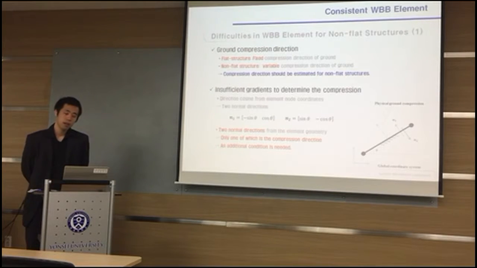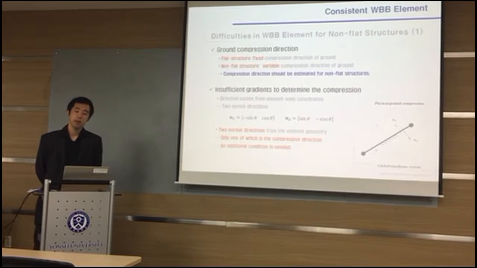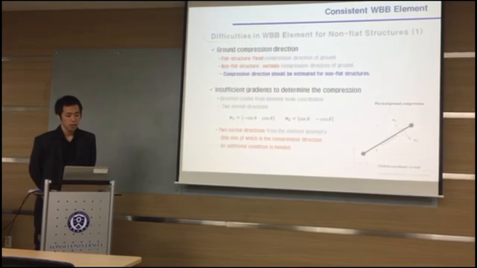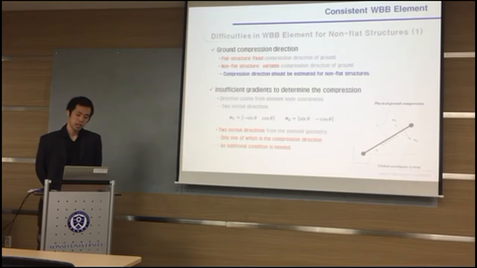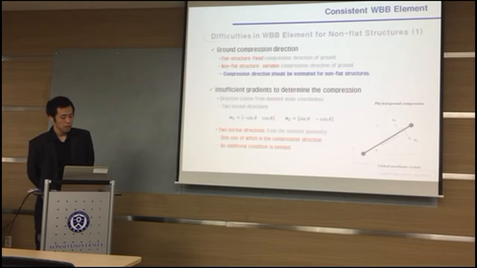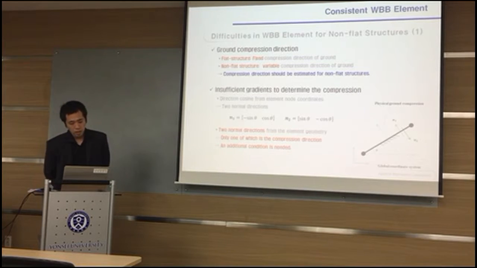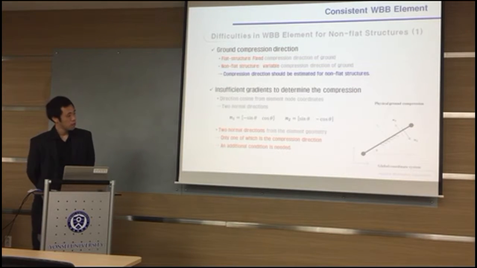Now, I will explain the difficulty of WBB for non-flat structures. For example, in a tunnel, the physical compression direction is different for each element, and this direction cannot be determined by element geometry only, such as direction vectors. The element geometry just provides two normal directions of the element. Thus, an additional condition is needed to determine the physical compression direction.